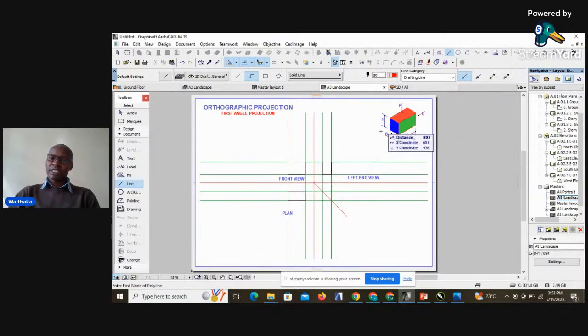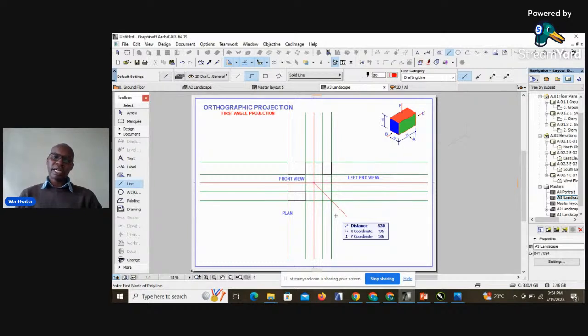the rectangular block. So maybe as an overview of what we've said, in first angle projection, when we are projecting views, the left end view will always be projected to the right hand side of the front view, and the right end view will always be projected to the left of the front view. And then, of course, the plan will be projected below the front view.